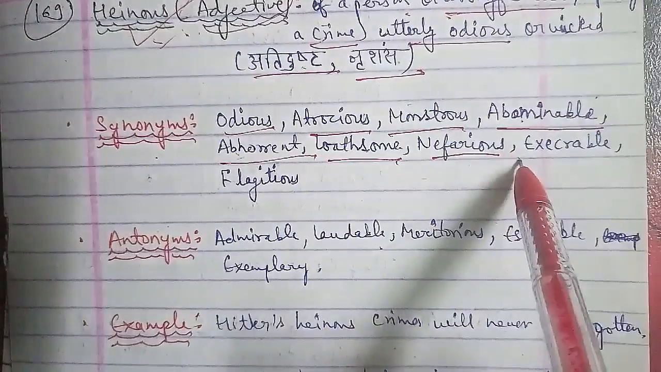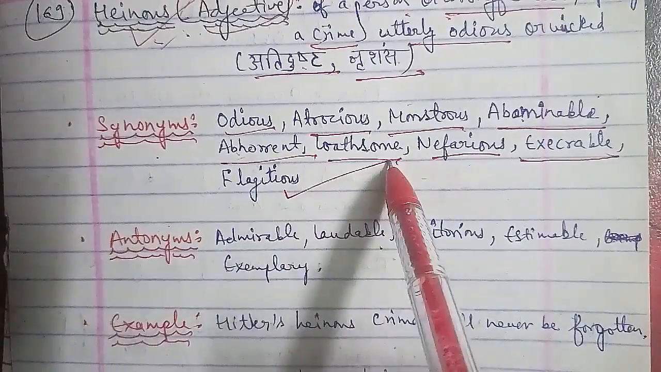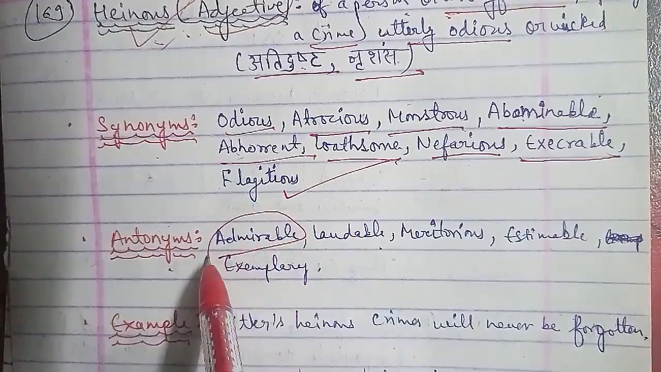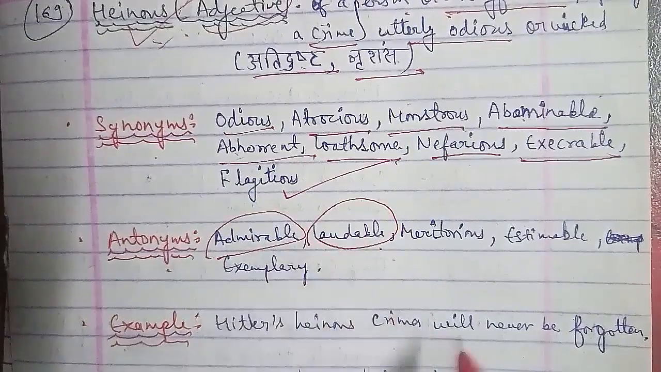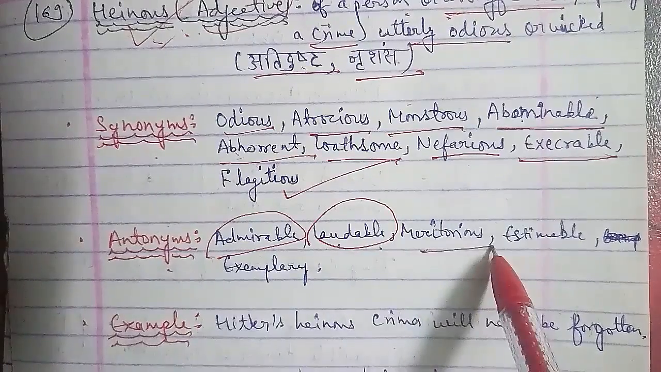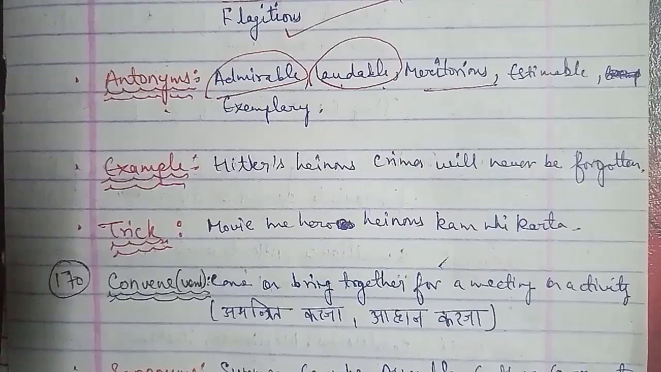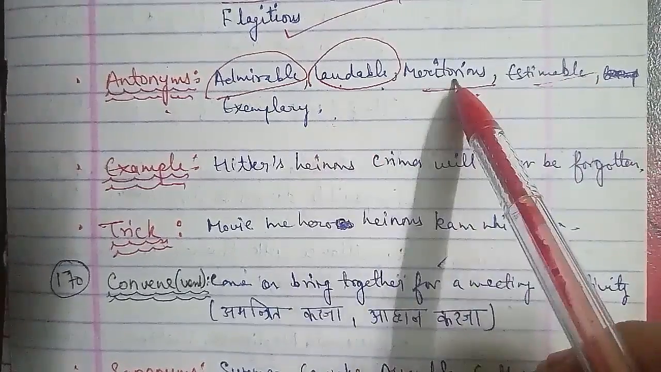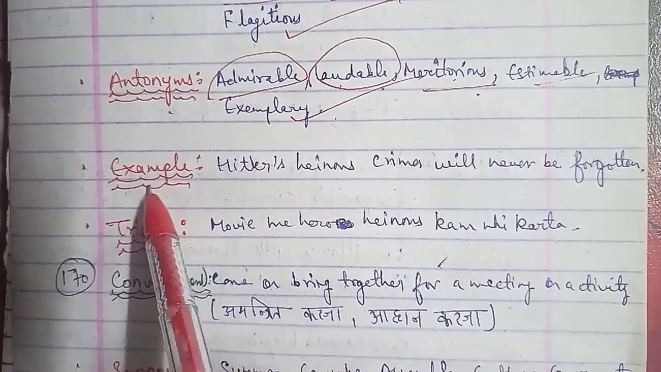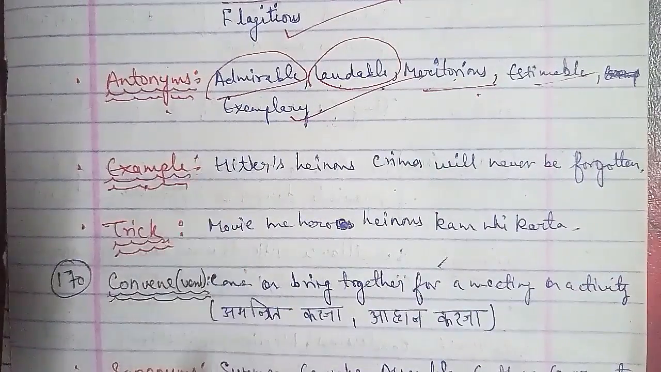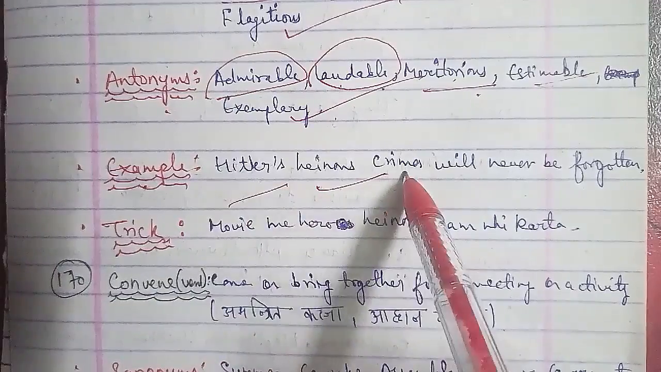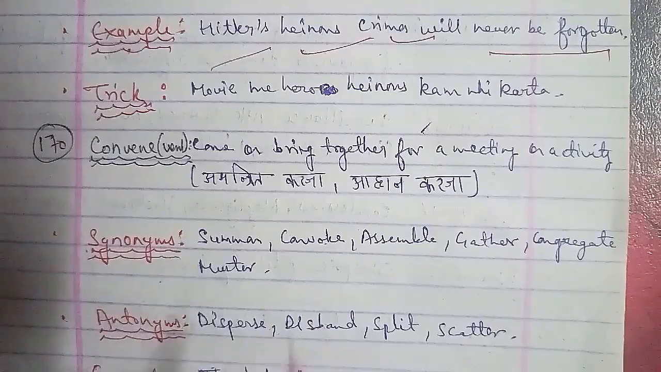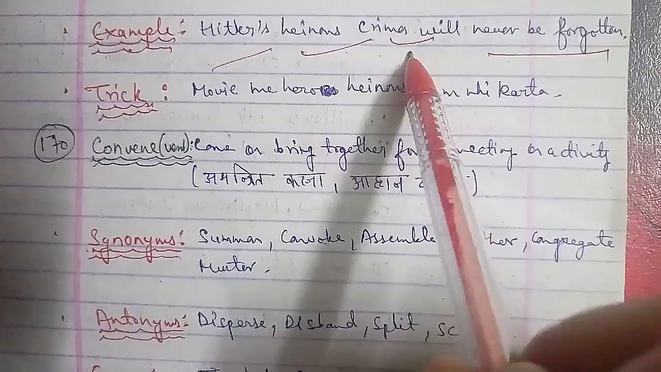The next word that we have here, 170th word, is convene. Convene is a word that is used as a verb, and the meaning of convene is to come or bring together for a meeting or an activity. In Hindi it is amantrit karna, ahan karna. Next, synonyms of convene we have summon, convoke, assemble, gather, congregate and muster.